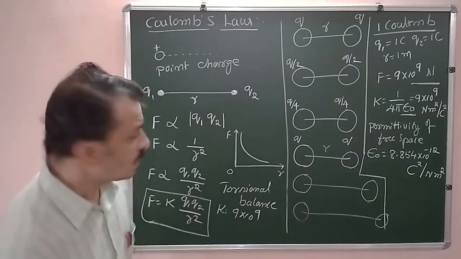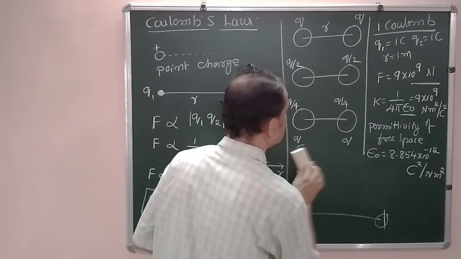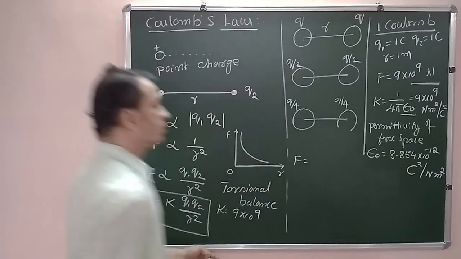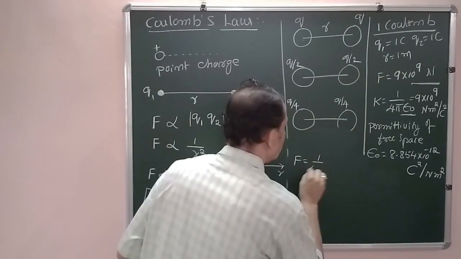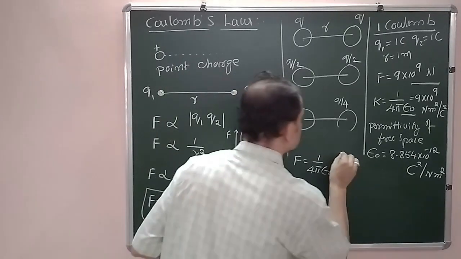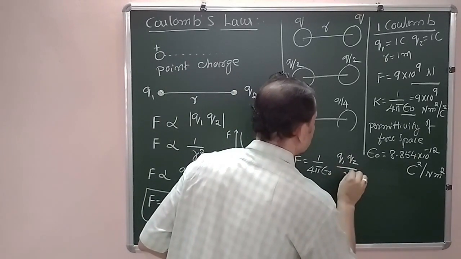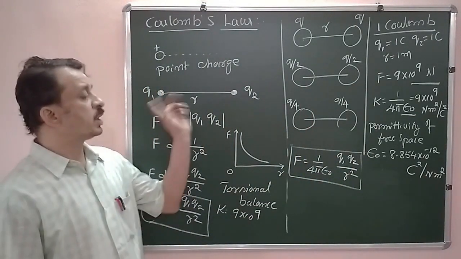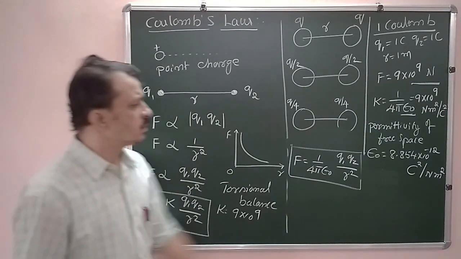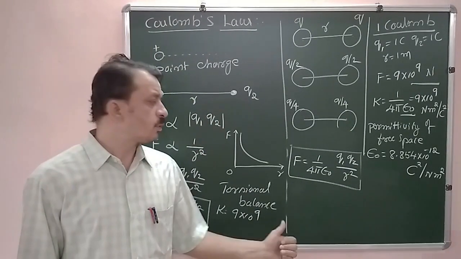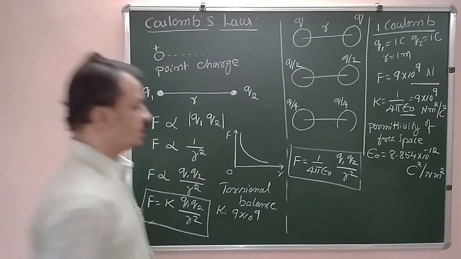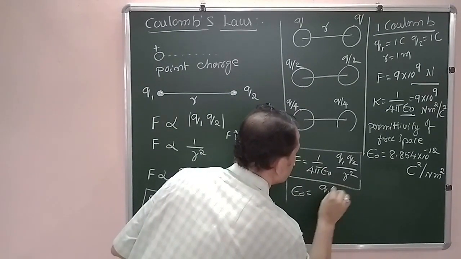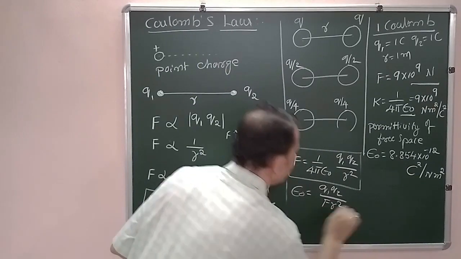So therefore, after substituting this value, Coulomb's law becomes F, Coulomb's force, equals 1 divided by 4 pi epsilon naught times Q1 Q2 divided by R square. So that is the electrostatic force between 2 point charges. Now epsilon naught is permittivity. Let me work out the dimension of permittivity. From this relation, the permittivity is given by Q1 Q2 divided by F R square.